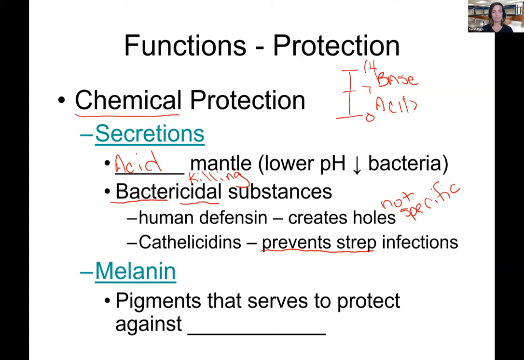Now, another chemical protection is melanin. Melanin is a pigment that actually protects against UV rays. And I'm going to open up a little whiteboard up here so I can draw. And so typically what will happen, can you all see my whiteboard?